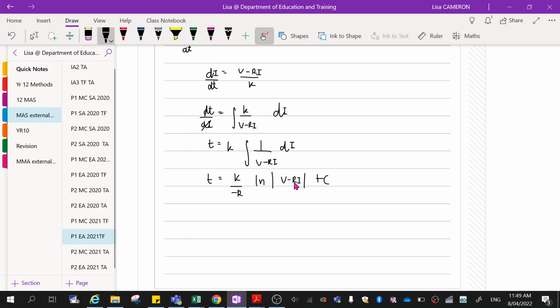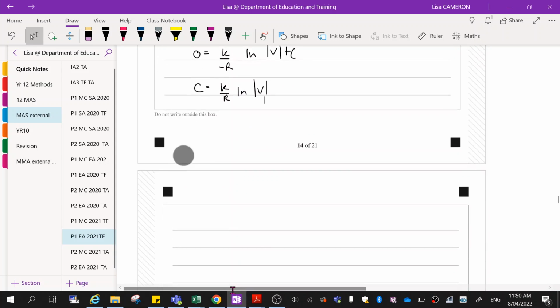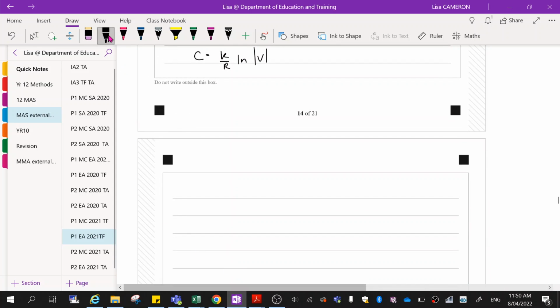Now I need to use that initial piece of information to solve for c. So I'm going to let t equal 0 and I equal 0, and solve for what I've got left. So 0 is equal to k over minus r ln v plus c. Now, c can come to the other side, and this will change that to a positive. So k over r ln v, and that's what c is.